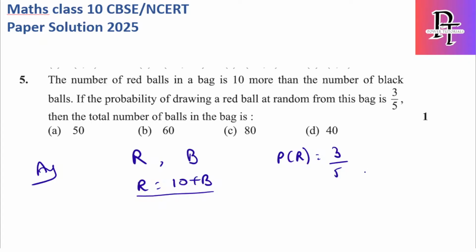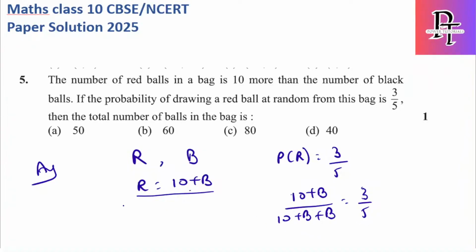So what is the total probability? Total probability is always 1. So simply, red balls I can directly write. Red balls is 10 plus b, and total balls is 10 plus b plus b, because black balls I have to include. This is equal to 3 by 5.